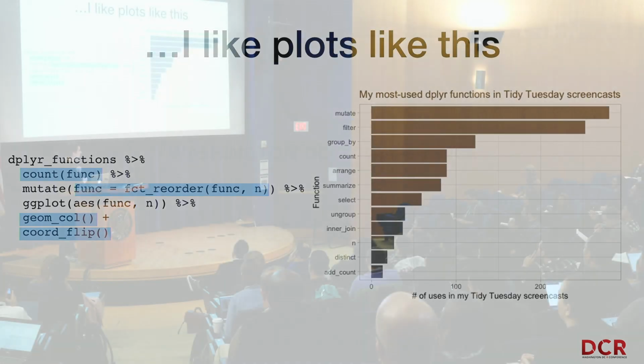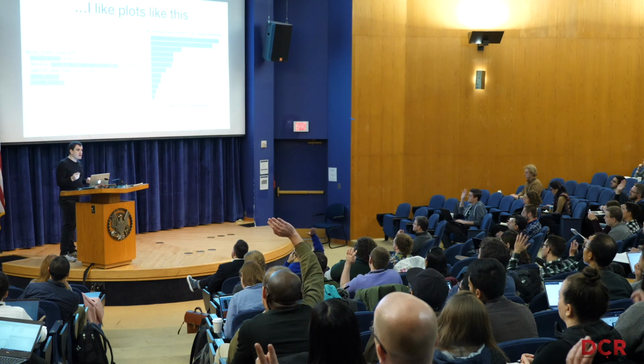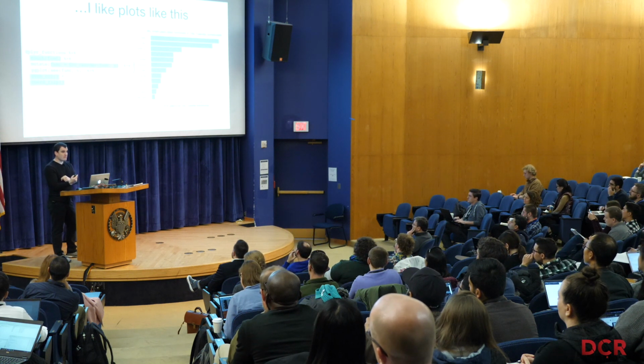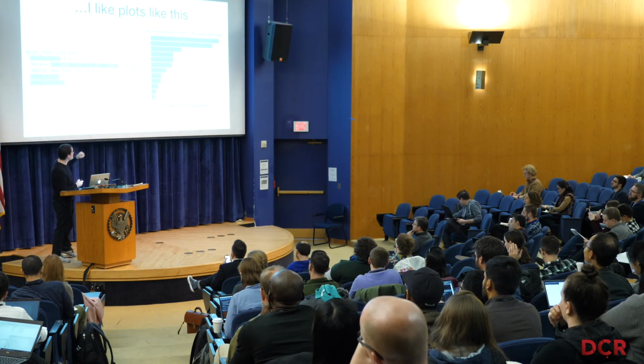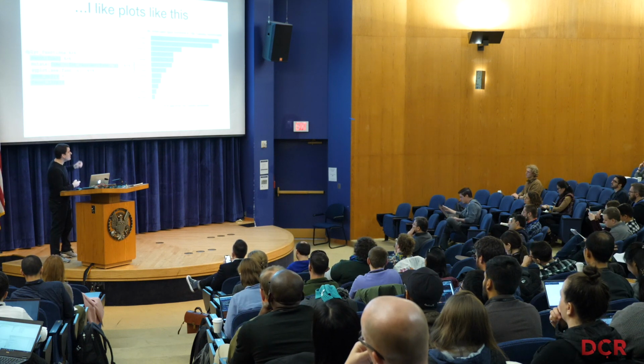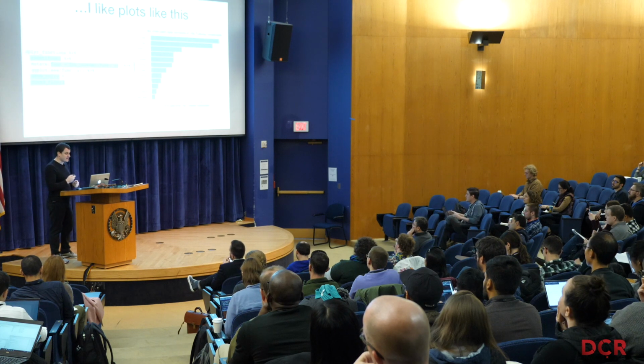I throw in a geom_col. Who has used geom_col as opposed to geom_bar? If you've used geom_bar before, you might have had to say stat equals identity. More recently, you can say geom_col instead. And who has used coord_flip? Coord_flip is great because I think it's so much easier to read, and you can fit some more text when you have a horizontal bar plot. So that combination of tricks forms a graph that I make a lot.